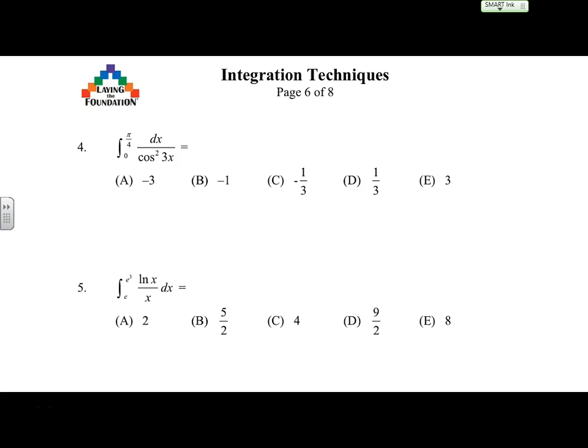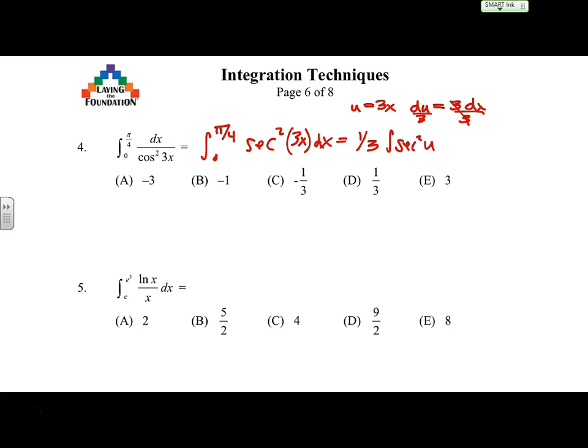Gotta go back to pre-cal and say, what is 1 over cosine squared? Oh, secant. Why does everything change as soon as we have a secant squared? Derivative of tangent. Oh. u was 3x. Because 1 over cosine squared is just secant squared, and secant squared has a nice integral. So we divide by 3, we end up with 1/3 the integral of secant squared of u du.